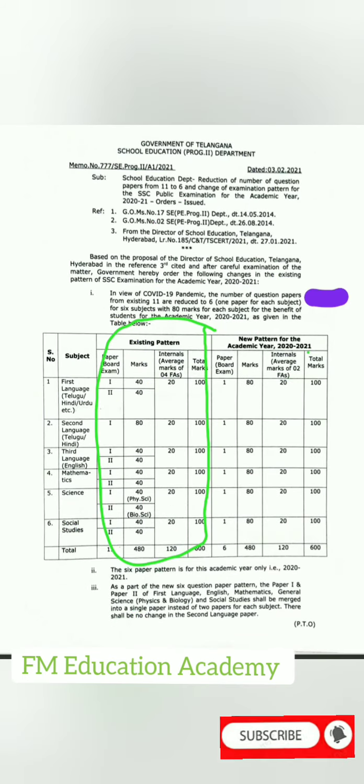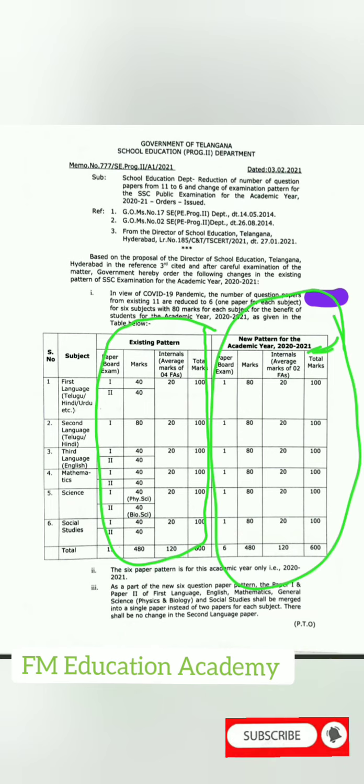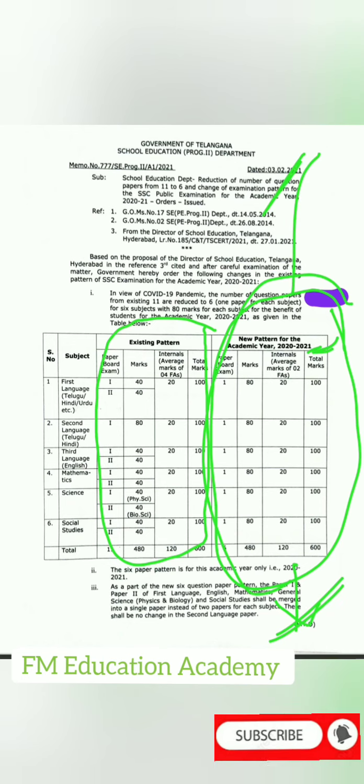This first column indicates what pattern of exam you had for the previous years till 2020. Now for this year, when you have to write the exams in 2020 to 2021, this is your paper pattern. So the second column is essential for you all. I will explain the second pattern.